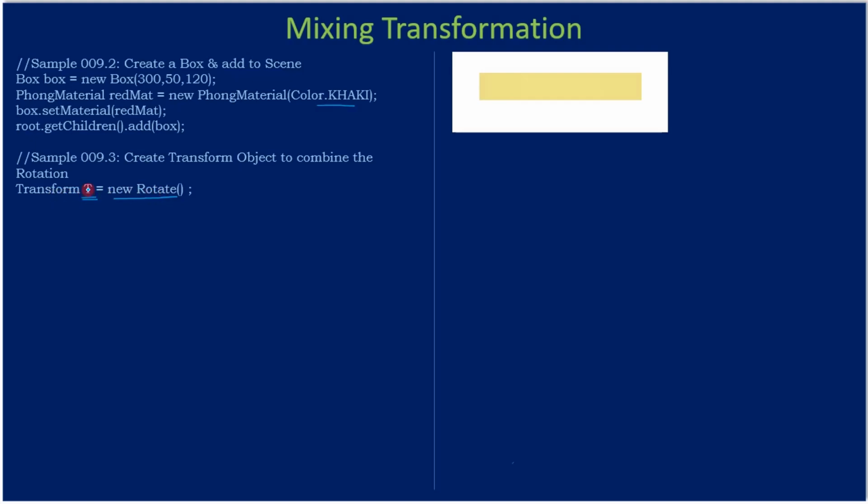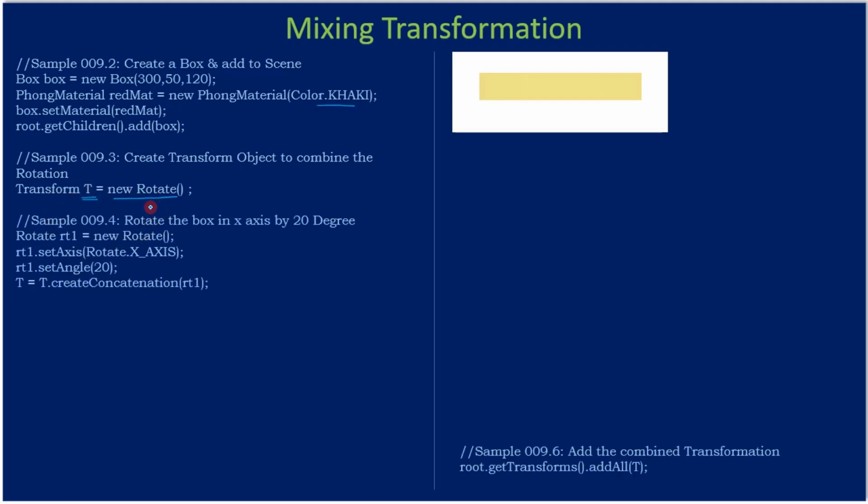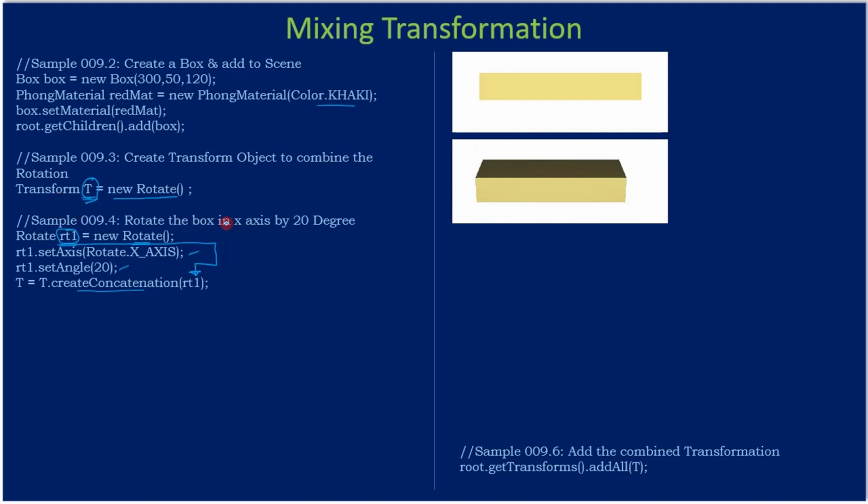Instead of rotate, you can even use a transform. After the transform object, if you see, we create a rotation RT1. We already know about this rotation class, and we set axis as x-axis. Then we are setting the angle as 20 degree. Then to this transform object, we are making call to createConcatenation, and we supply our rotate RT1 here. So this way we supply the first transformation to our transform, and this will rotate the object in x-axis 20 degree.